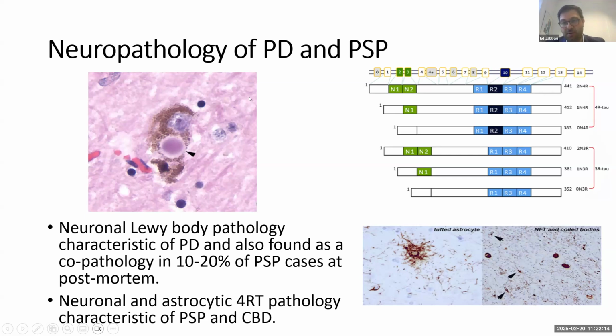When I say neuropathology, I'm talking about what's going on in the brain of someone who has PSP or Parkinson's disease. And pathologically, they are two very distinct disorders. In Parkinson's disease, the pathological hallmark of what's going on in the brain is a buildup of Lewy body pathology. So in this diagram here, I think you can see my cursor.